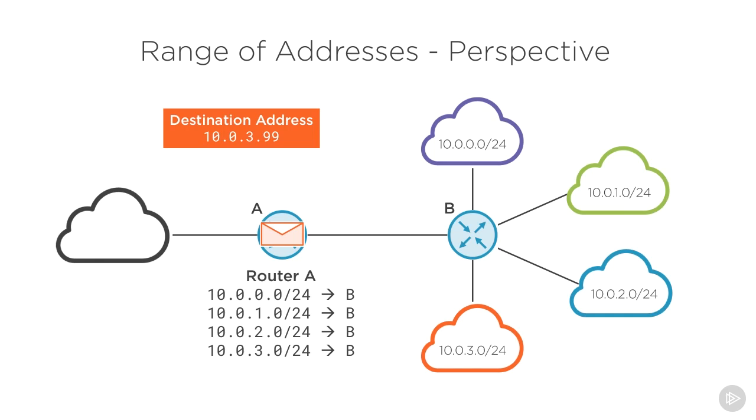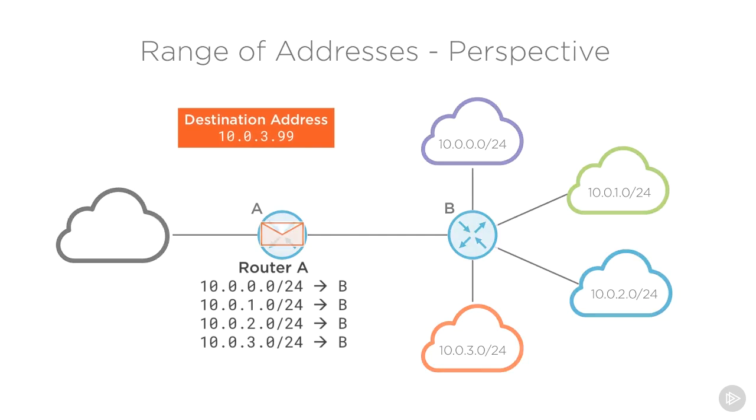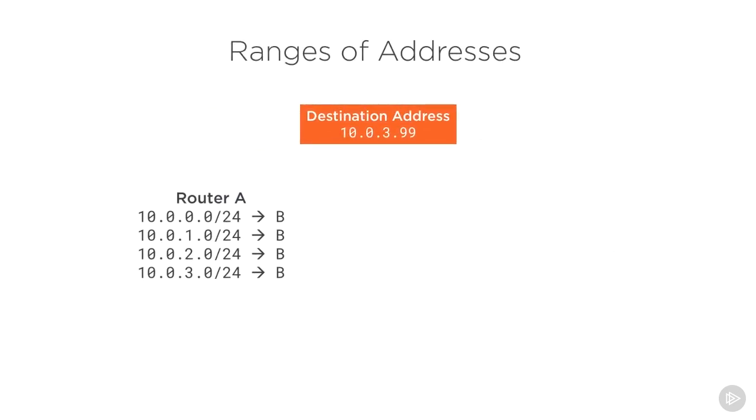Now let's take a look at a second example here, and this time let's forward our message to 10.0.3.99. When we get to router A, we of course have those 4 separate networks. Well, let's see if we can do something with those 4 separate networks to create fewer static routes on router A.